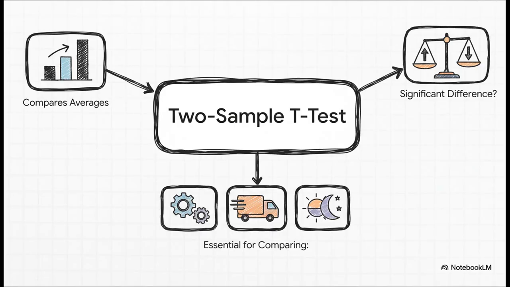For this job, we need a different tool. It's called the two-sample t-test. It's designed specifically to compare the averages of two different groups, like two machines, two suppliers, or in our case, two shifts, to see if any difference between them is actually statistically meaningful.